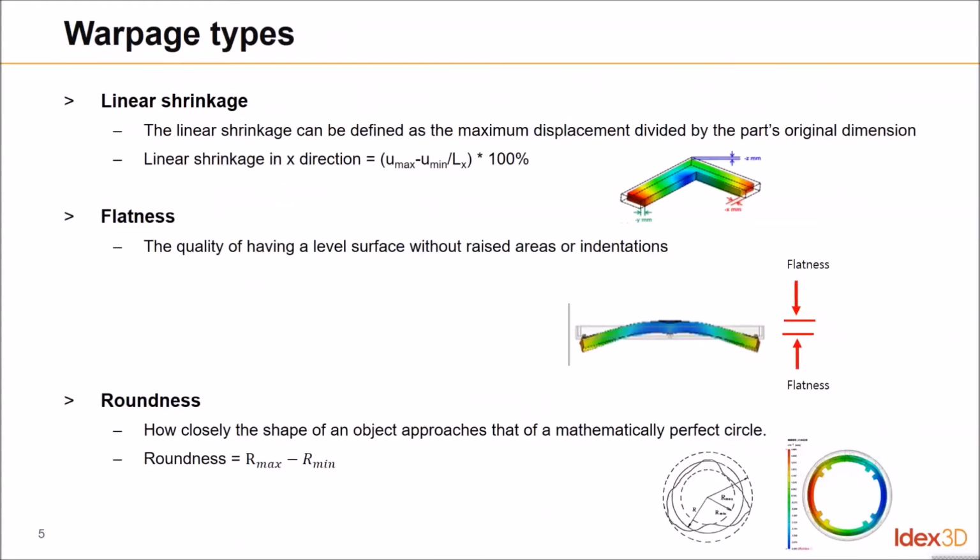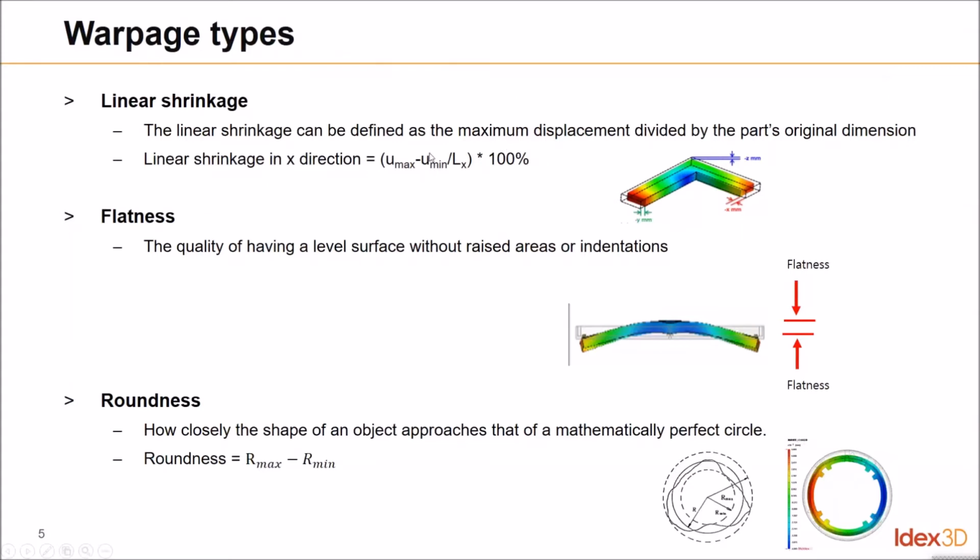Okay, so on this page, I show you the warpage types. The first one is linear shrinkage, and then flatness and roundness. The meaning of linear shrinkage is that the material deforms along the linear direction. The calculation is the maximum displacement divided by the part's original dimension. The mathematical calculation is shown here.